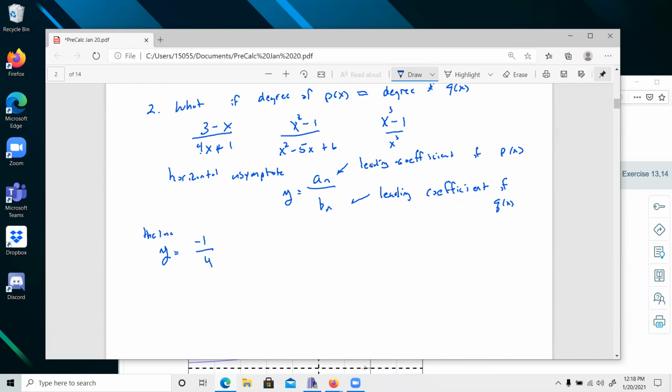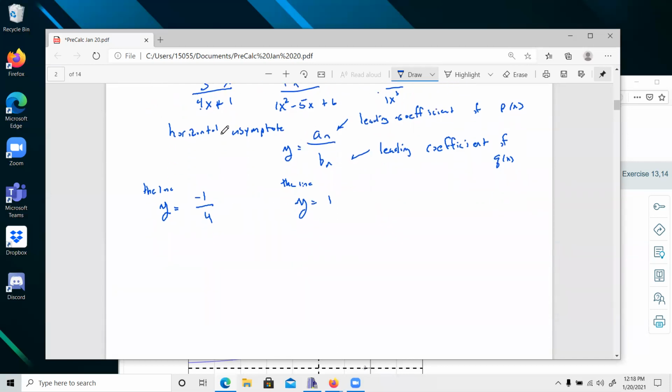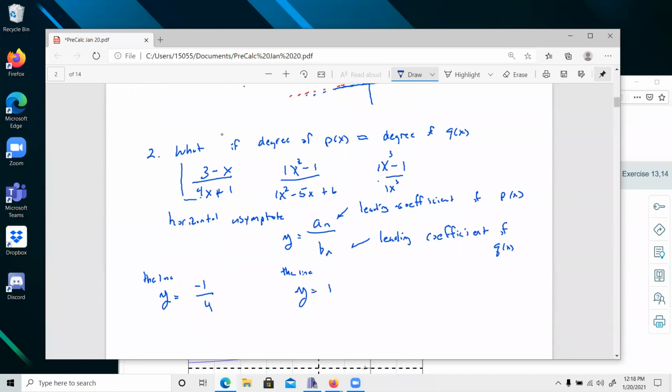For the other two, the leading coefficient is 1 on top and 1 on the bottom. So in both of these cases, the line y equals 1 is the horizontal asymptote. Be careful with this, because this kind of problem is one of my favorite tricks. I try to fool you to think about what leading coefficients are. So be real careful when you're looking at these.